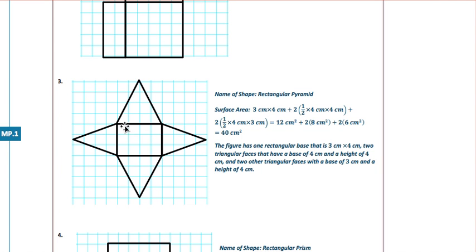2 of our triangles are 4 by 4. And our formula for triangle, remember, is 1/2 times base times height. So 2 of them are 4 by 4, and 2 of them are 3 by 4. And when we do the calculations, we find that the surface area is 40 square centimeters.